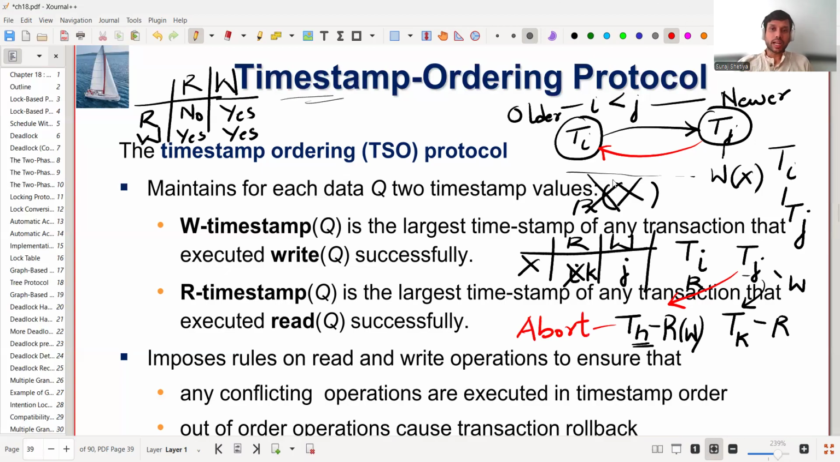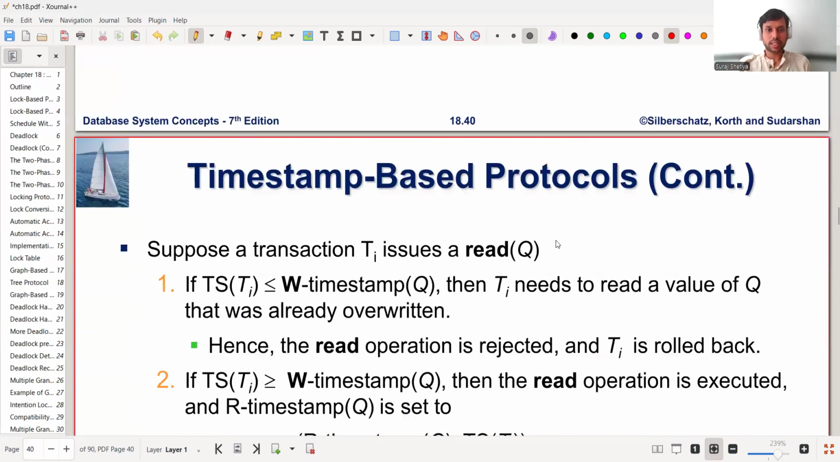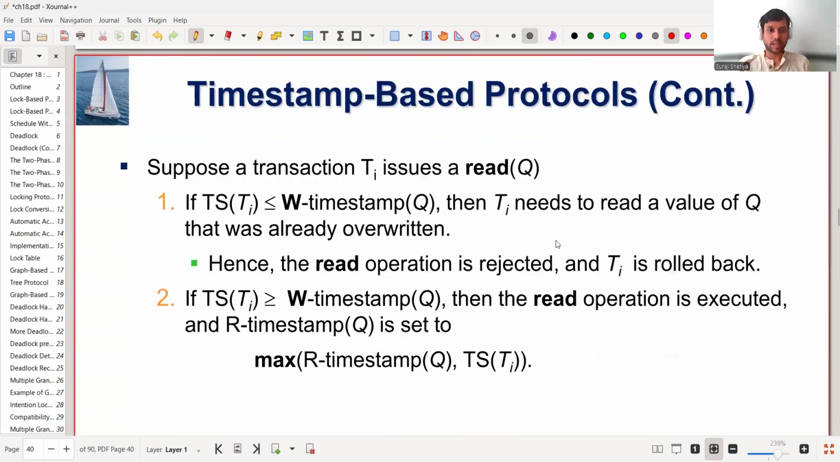So let's now try to codify this a little further using an algorithm or a pseudocode per se. We'll just write it. When is a read successful? When can I update my data structures, and when should I abort? So that's the question that I'm asking.